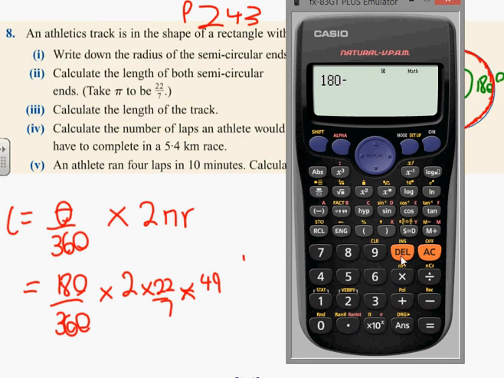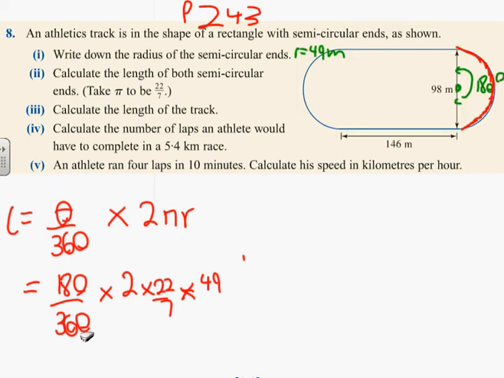180 divided by 360, and then you're going to multiply what you get by 22 over 7. Then you're going to multiply by 49. That equals 154 meters. So what does that mean about these semicircular ends? How much is each one of them worth? 154 meters each, and another 154 meters.